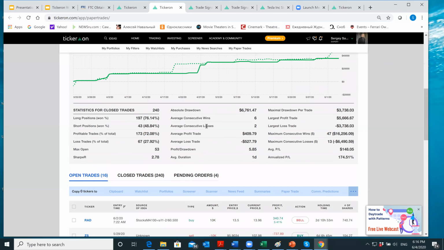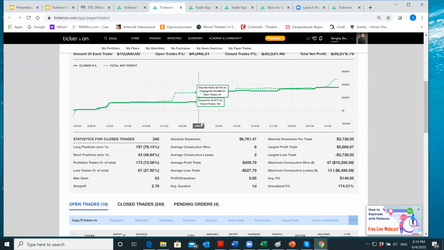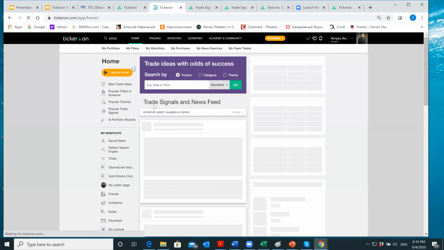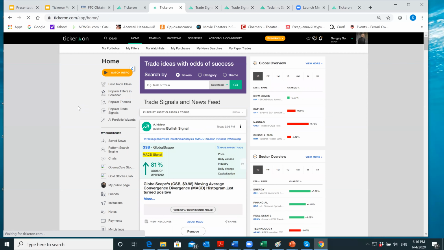Okay. So, and this is the annualized return. If I continue to do the same way in the same style, then it's 174%. Okay. So now let's go back to the home and see how I typically approach the trades.